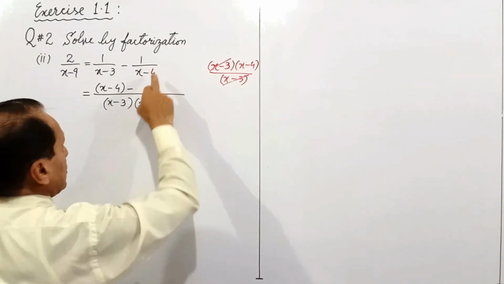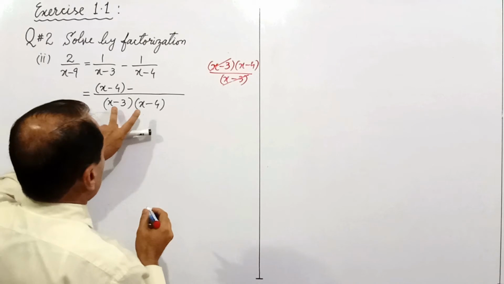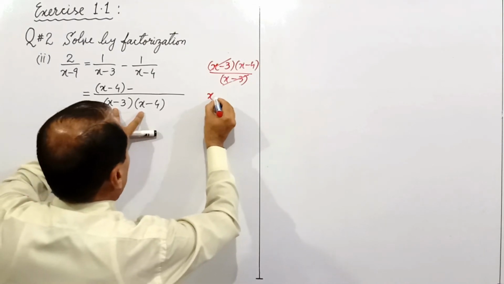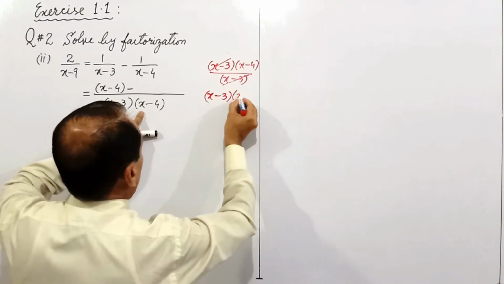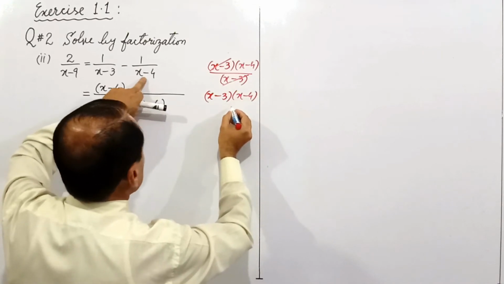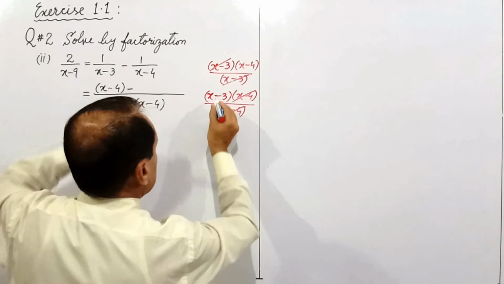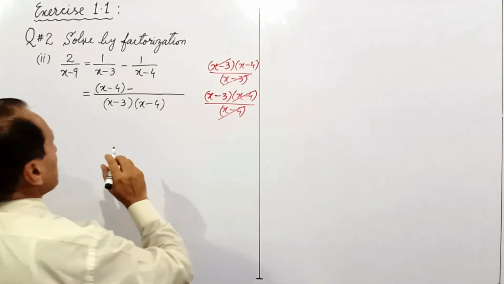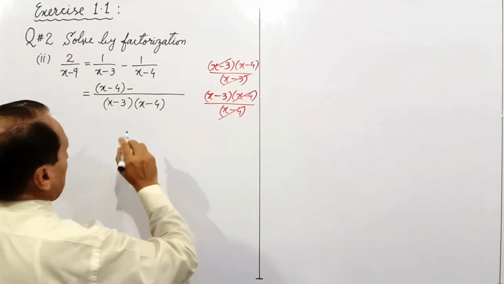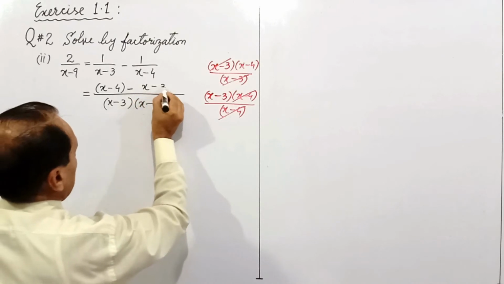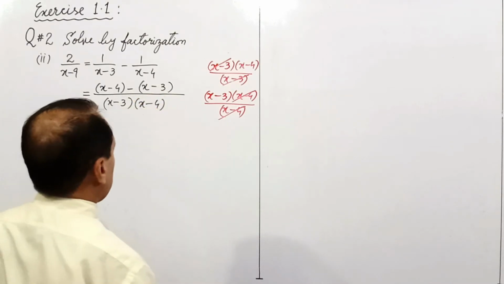And for the second fraction, we do the same process and we divide x minus 3 into x minus 4 by the second denominator, and that is x minus 4. X minus 4 is cancelled, x minus 3 is multiplied to the numerator of the second fraction, and hence we have x minus 3 as the second term.